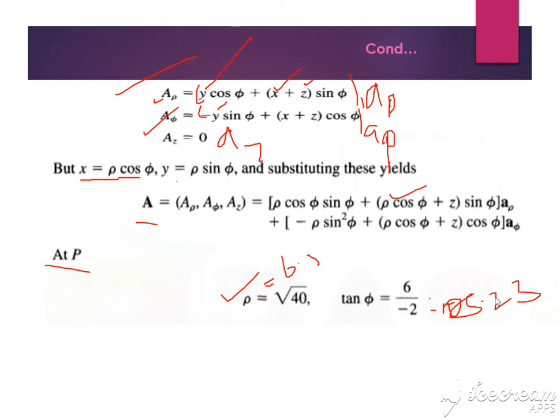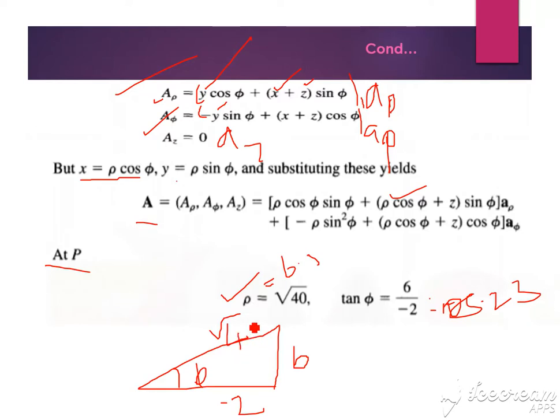Yes. So here one important point is, consider one right angle triangle. Here the angle is phi. What is meant by tan phi? Tan phi is nothing but opposite divided by adjacent side. So opposite value is 6, adjacent value is minus 2. What is the hypotenuse value? Simply square and add these two values, it becomes root 40.